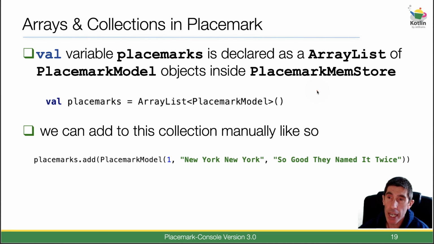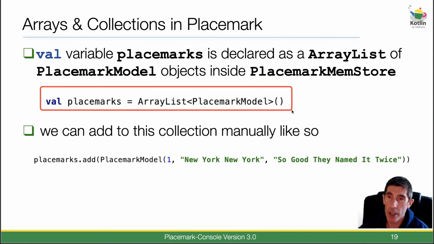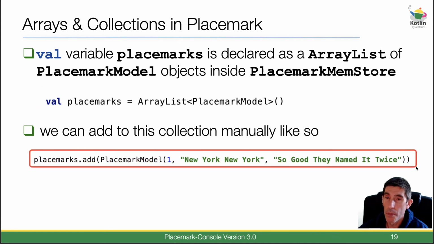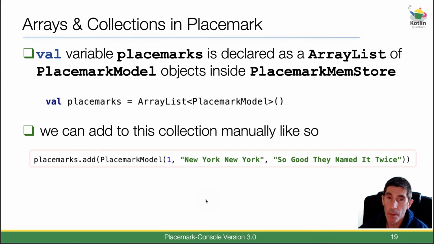There's never any direct movement of data from our placemark memstore to our view, to what the user gets to see. That's all done through the controller. Okay. So again, we can set it up there. For an array list, we can manually add like so. And again, that's what you will see in that dummy data function.